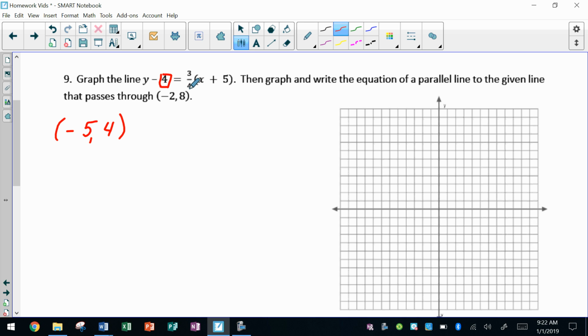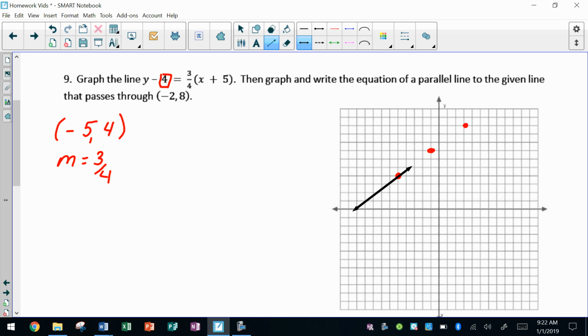This is your slope. Slope is 3/4. So we're going to go plot negative 5, 4, which is here. And from this point, we're going to do the slope, which is a rise of 3 and a run to the right of 4. And there's your second point. And we could do it one more time. And here's our line coming through here.